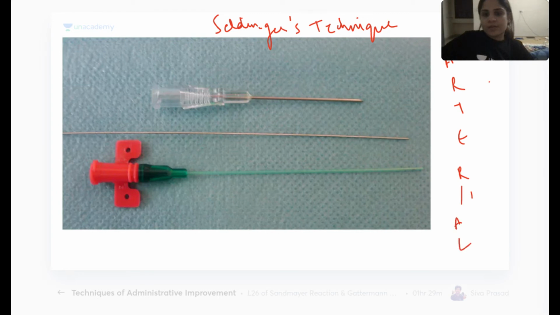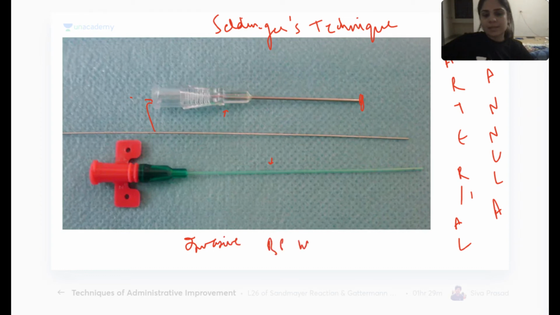Now, whenever you want to check the invasive blood pressure monitoring of the patient, which is the artery that we prefer to cannulate? Radial artery, very good. In the radial artery, first you puncture the radial artery with this needle. Once you puncture it, you insert this guide wire inside. Once the guide wire is inside, remove the needle and pass the cannula over it. Keeping the guide wire inside and passing the cannula over it is called Seldinger's technique. So this is your arterial cannula used for invasive blood pressure monitoring.